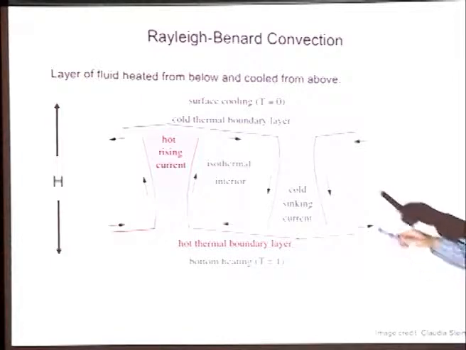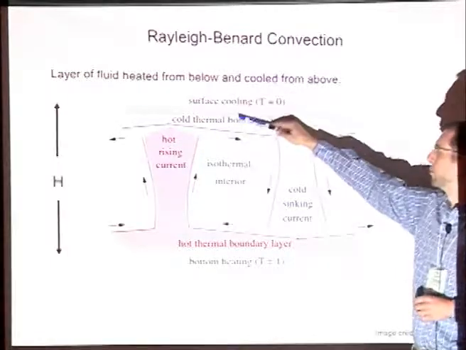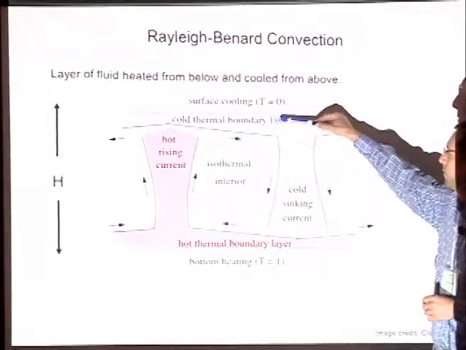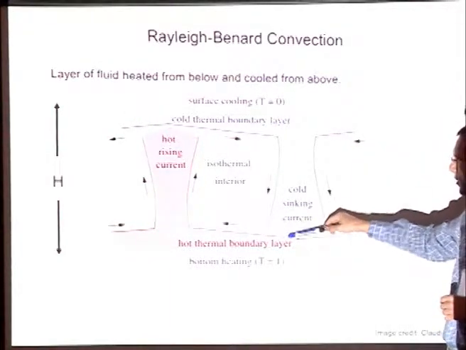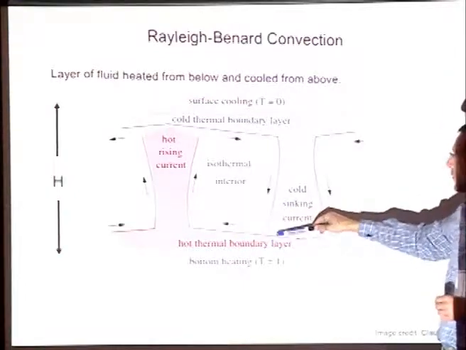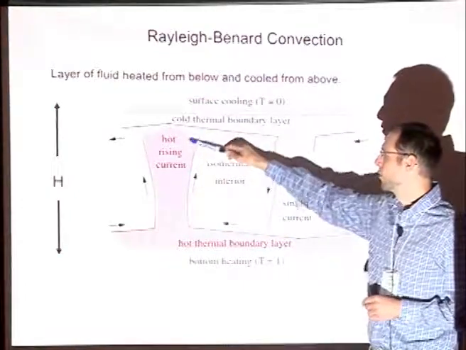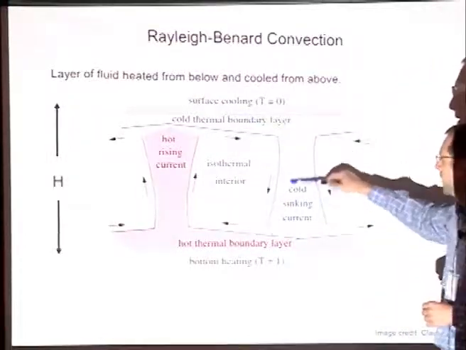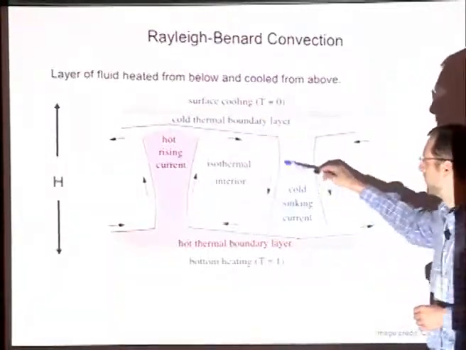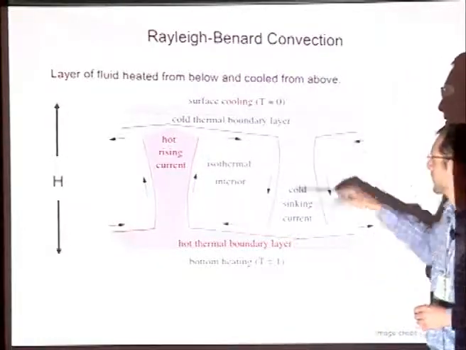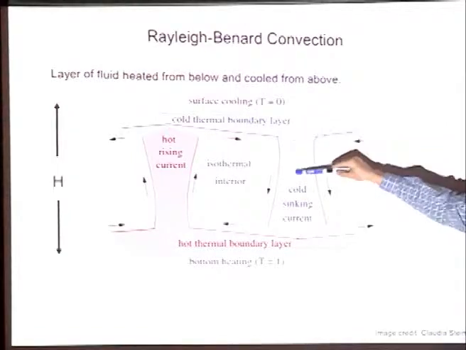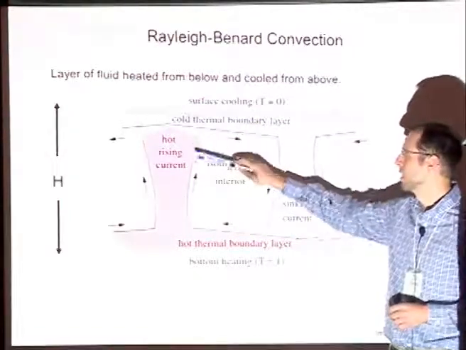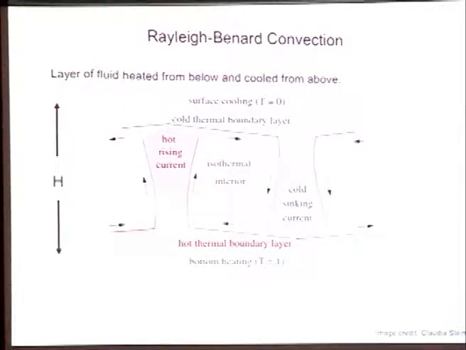So what you then get is a cold thermal boundary layer, right? You're cooling from above, and this will move about and eventually become unstable and start to sink. So you have this cold sinking current. Material will pool up at the base, heat up, and eventually become unstable and rise. So there's a hot rising current on this side. And this is what we call a convection cell. That's the most basic thing of convection. You will note that while this is the cold part of the convection cell and this is the warm part, the interior is rather isothermal. The temperature in there doesn't change very much.